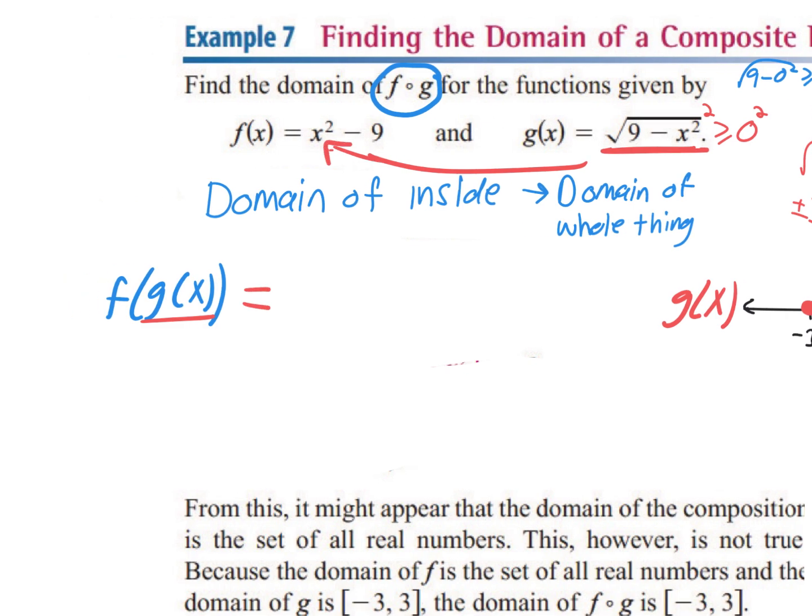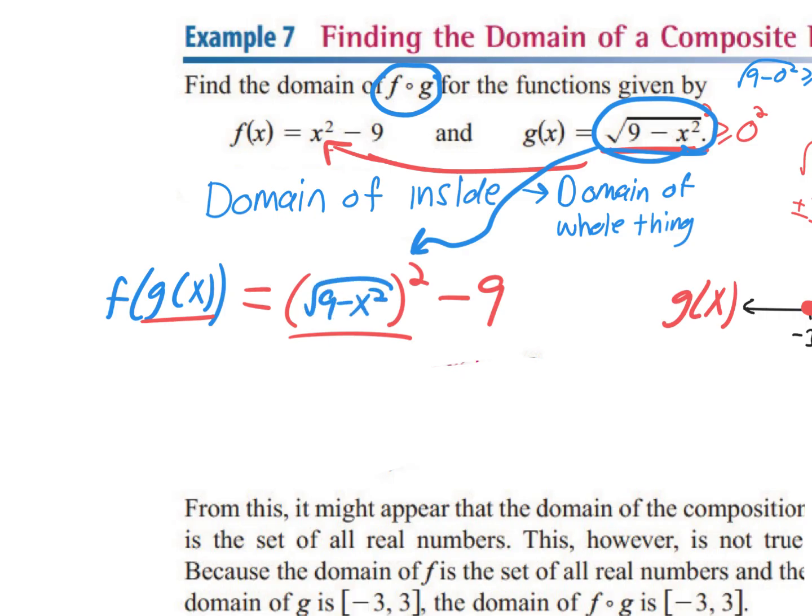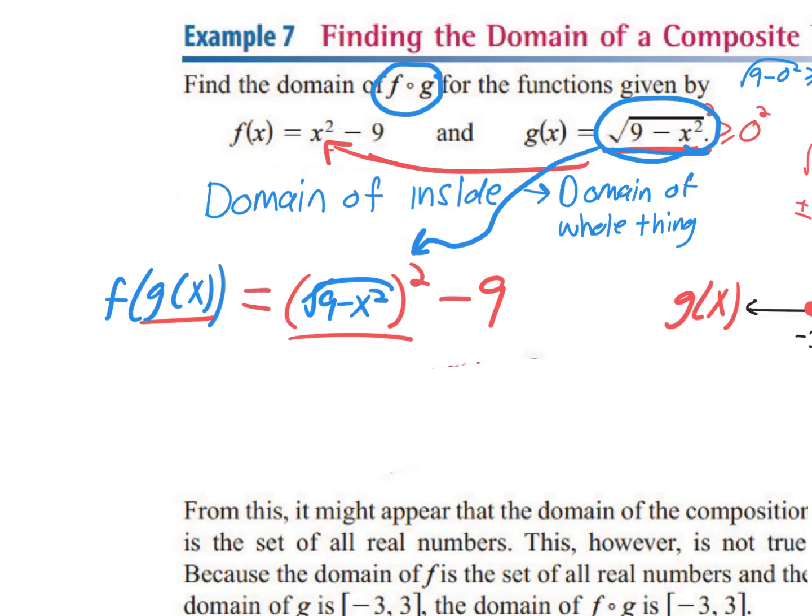So what would it be? What am I squaring here? What's going to go in there? All of g of x, good. So I'm going to take all of g of x, and this whole thing is going to go under that square. So the square root of 9 minus x squared. What happens to the square root in the square? Good, they cancel out. So this is the same as 9 minus x squared minus 9. These are going to cancel out, and then so this is negative x squared.